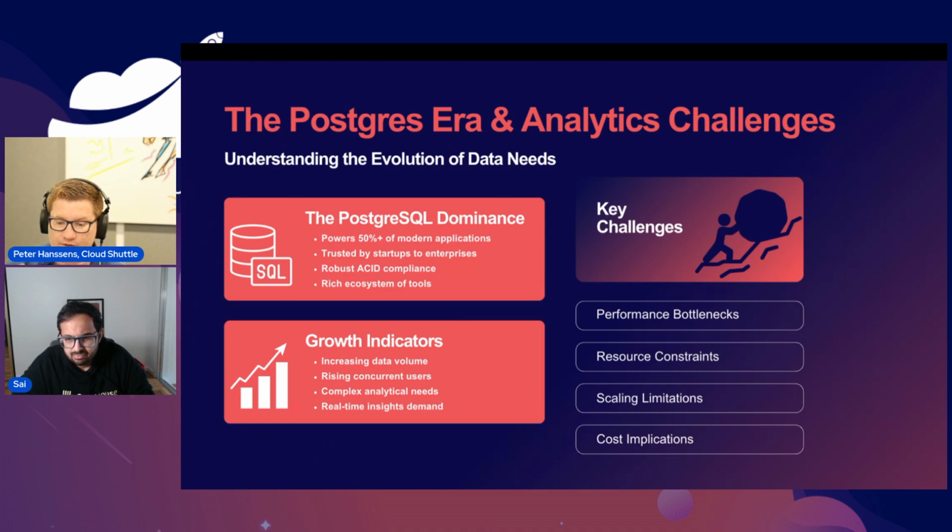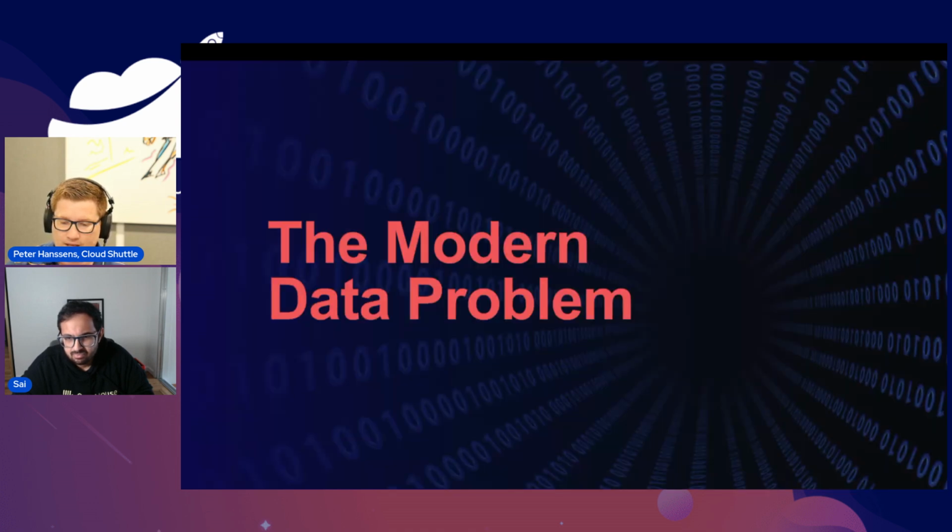Postgres powers 50% of modern applications, and for good reason. Its ACID compliance and rich ecosystem make it perfect for transactional workloads. However, look at these growth indicators: increasing data volumes, rising concurrent users, and complex analytical needs. These create 4 critical challenges: performance bottlenecks, resource constraints, scaling limitations, and rising costs. These challenges are exactly what we'll address today with our PeerDB to ClickHouse solution.